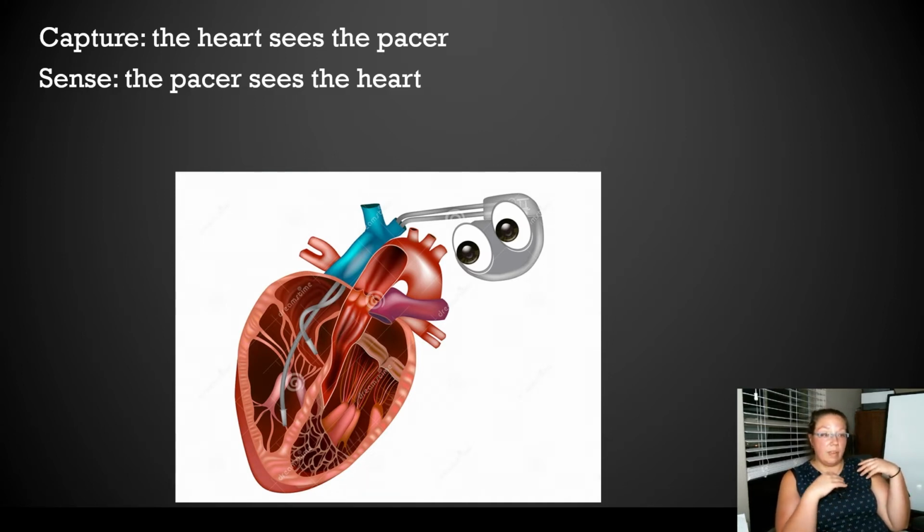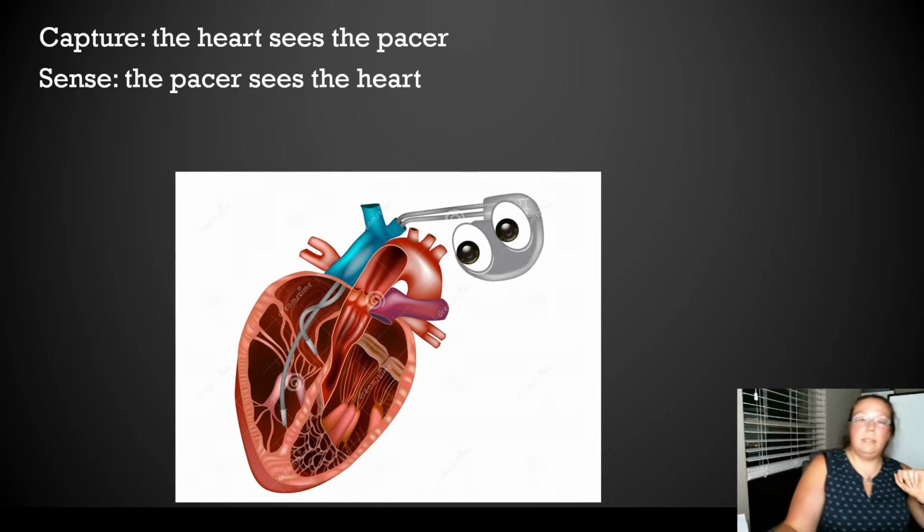So we've got the heart seeing the pacemaker as capture, and sensing is the pacemaker looking at the heart and saying, oh, you threw a beat. Oh, you didn't throw a beat. Most of the time, pacemakers will have both capturing and sensing capabilities. Then we have the terms that confused me really badly.